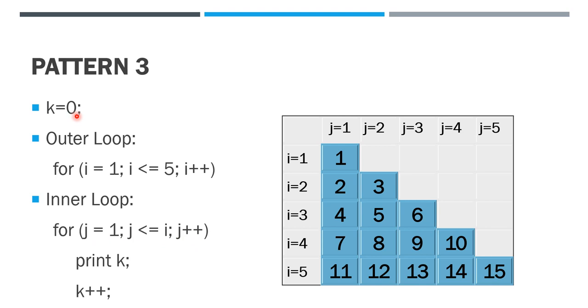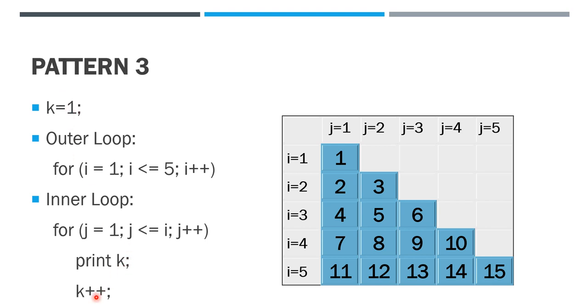You initialize it as 1, so k equal to 1, and then you are going to print k. You can see here, inside the inner loop, print k. That means the k value which is 1 will be printed, after which you are going to increase the value of k.